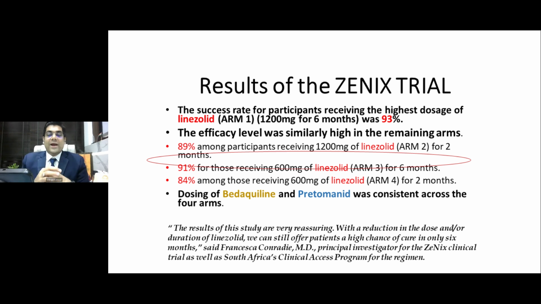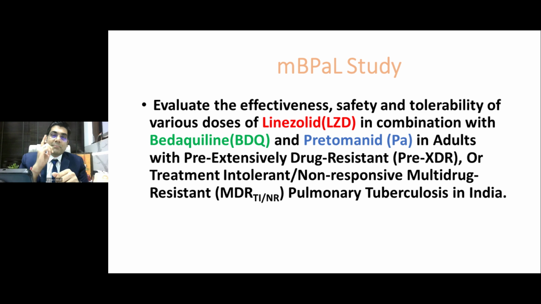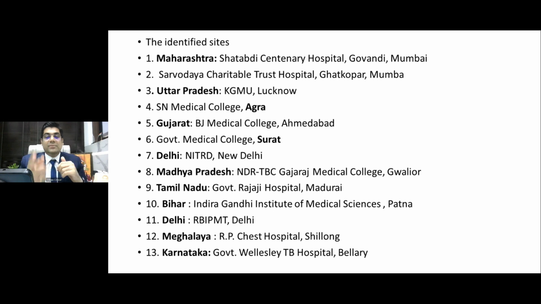Next slide, please. So the mBPaL study came into the picture in India. Happy to announce that we were the first to kickstart this trial in India, and we were the maximum contributors: the patients in the cohort of this national trial were mostly from Mumbai itself. Next slide, please: the sites identified in India. These are the 13 sites in India: Maharashtra, Uttar Pradesh, Gujarat, Delhi, Madhya Pradesh, Tamil Nadu, Bihar, Karnataka. All of them contributed to this national trial.